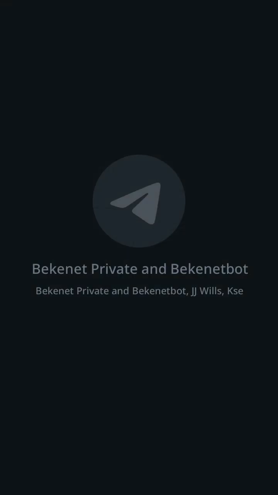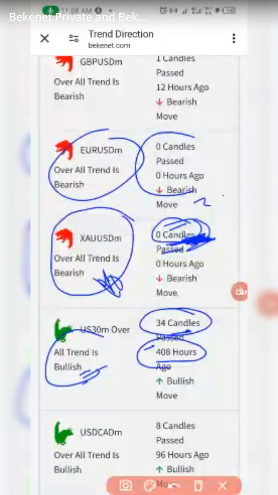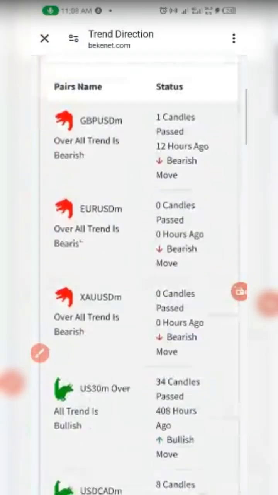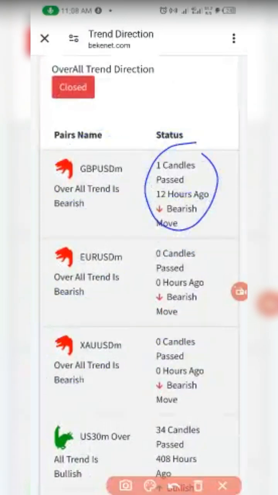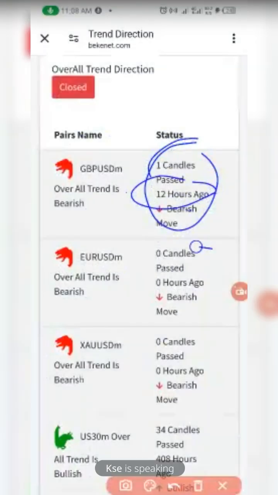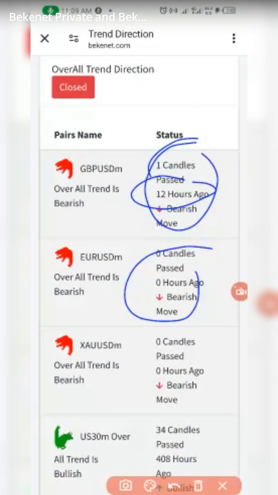Just program yourself. It will immediately tell you when to enter, because this is a new trend, a new direction that the market is heading to. That's what it's showing. Both Euro USD and all of them are just starting a new trend direction. So that is how you take advantage of it. This one has done one candle, meaning it started selling maybe yesterday or the day before yesterday. It has done 12 hours now. These ones just started. One candle, and there's every possibility that if the other can do 32 candles, this one can still go on.